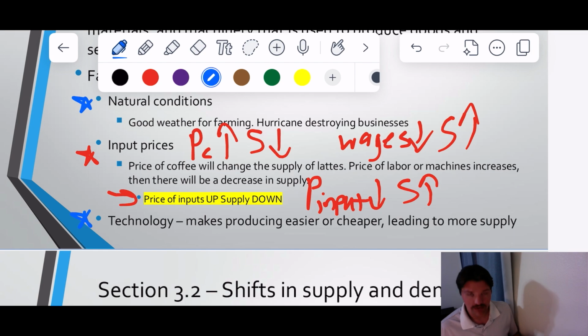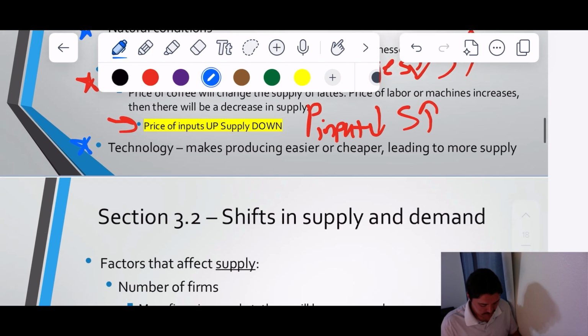Technology is going to be your friend when it comes to supply. In general, technology makes things easier to produce or cheaper to produce, leading to more supply. So in general, we see the technology increasing these days, so we should see an increase in supply. Very, very rarely are we going to see a decrease in technology, so don't worry about that one. Whenever we have more technology, more supply.